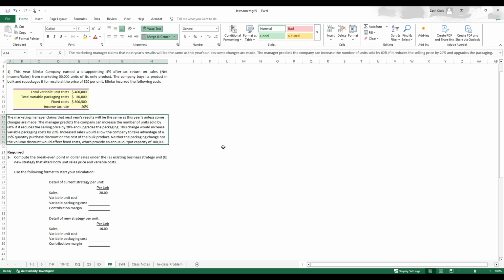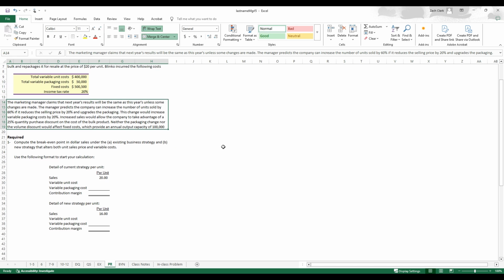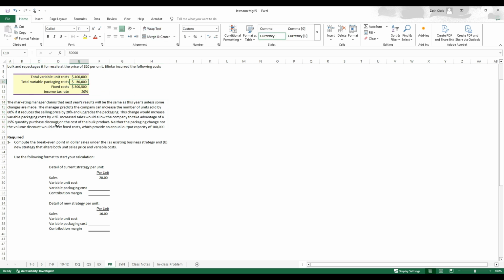Okay, and then down here it says the marketing manager claims that next year's results will be the same as this year's unless some changes are made. And the marketing manager predicts the company can increase the number of units sold by 60%. That's a pretty big increase. If it reduces the selling price by 20% and upgrades the packaging. This change would increase variable packaging costs by 20%. So our variable packaging costs here.